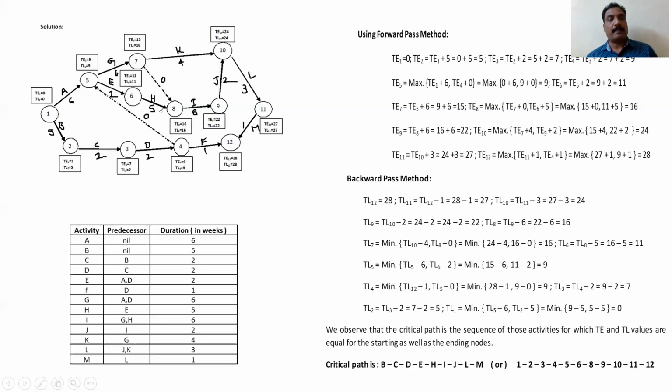These values are the same wherever the TE and TL values are equal for the starting as well as the ending nodes. So that path is called the critical path. You can draw a thick line here like this. Just draw a thick line to identify the critical path in the network diagram.